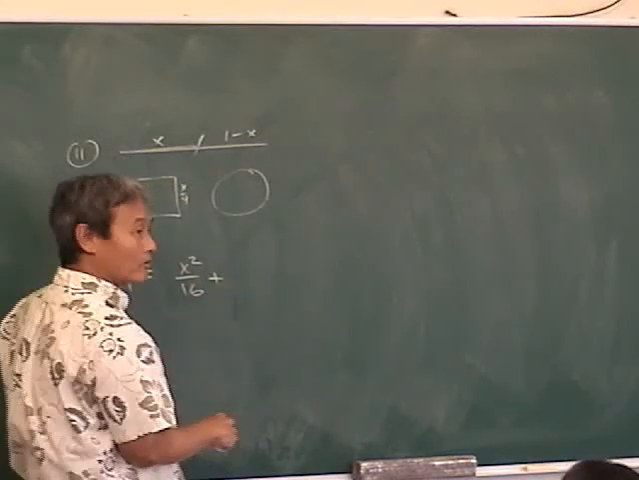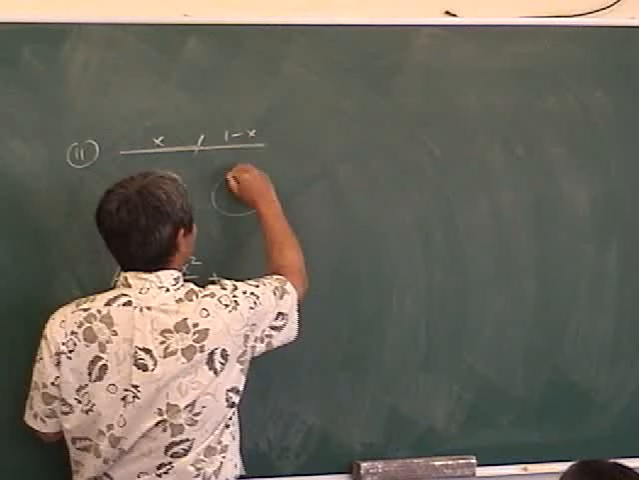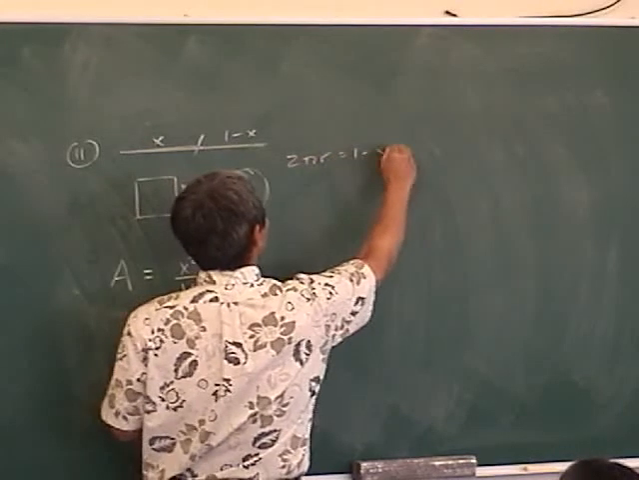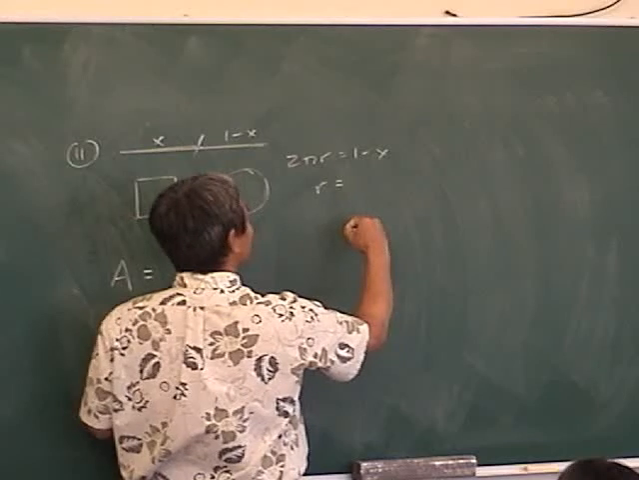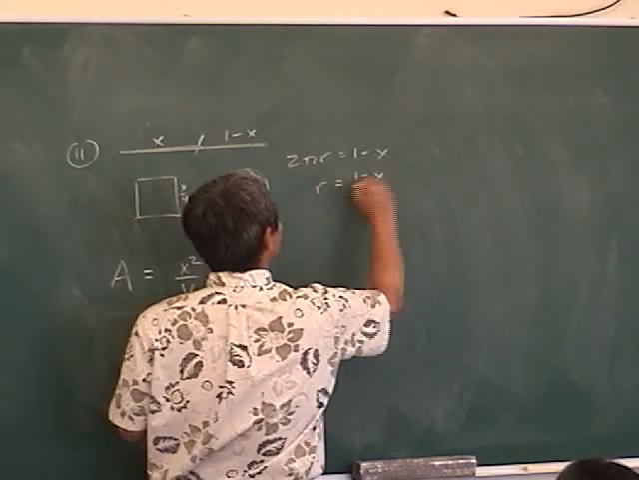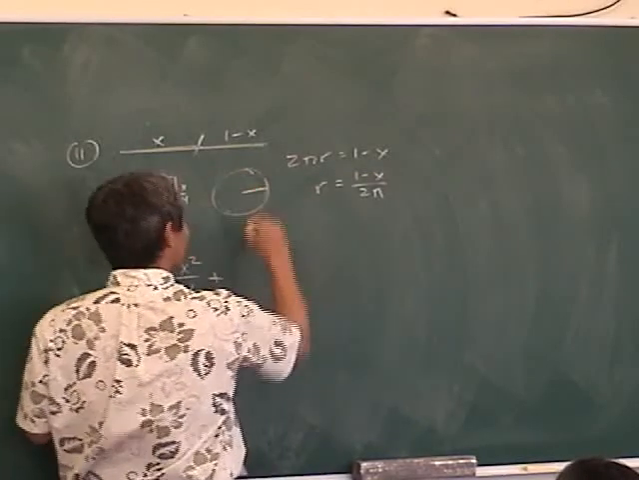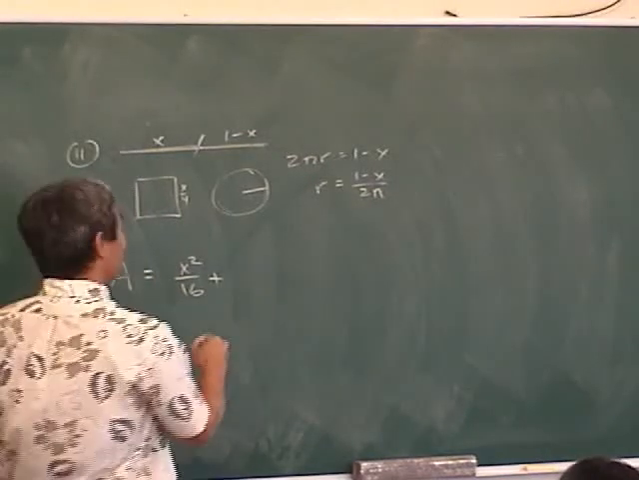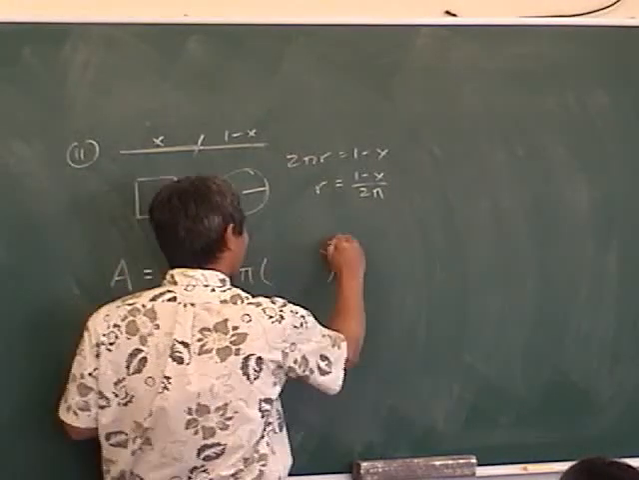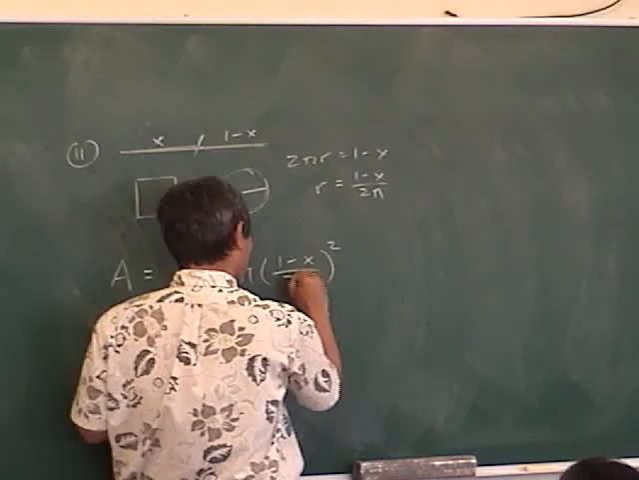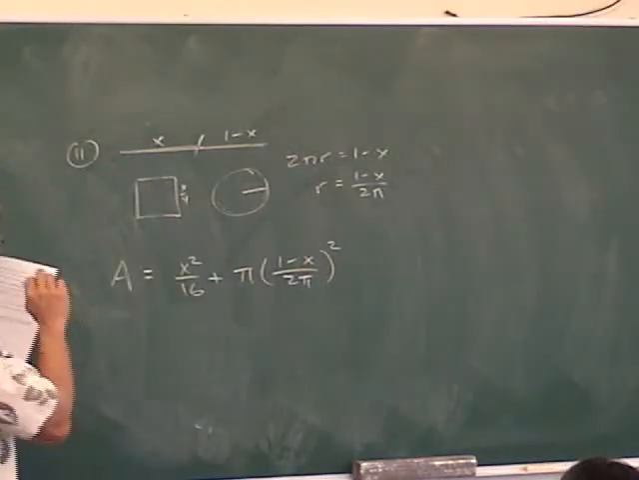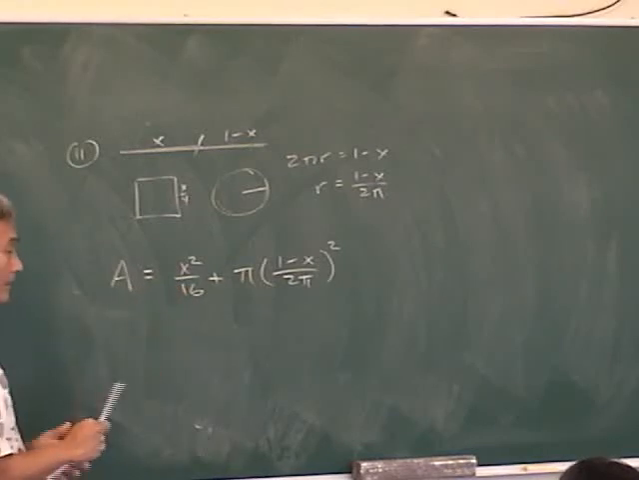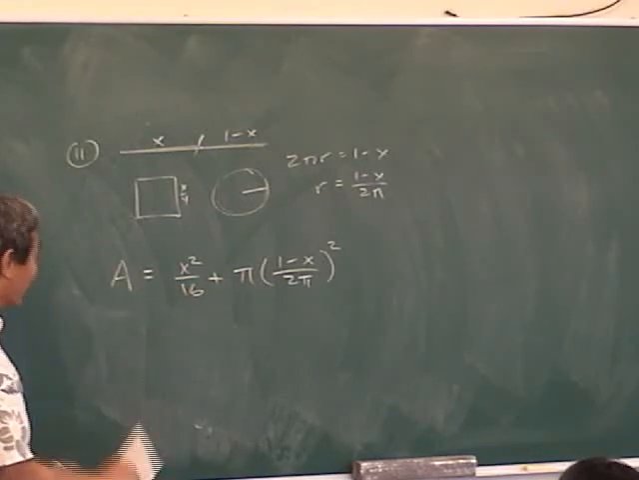Now what about the circle? This 1 minus x, isn't that the circumference of the circle? So 2 pi r has to equal 1 minus x. So therefore r equals (1 minus x) over 2 pi. That's the radius of the circle. If you know the radius of the circle, how do you find the area? Pi times the radius squared. To get any points at all, you have to have that written on your paper. Now we got it.